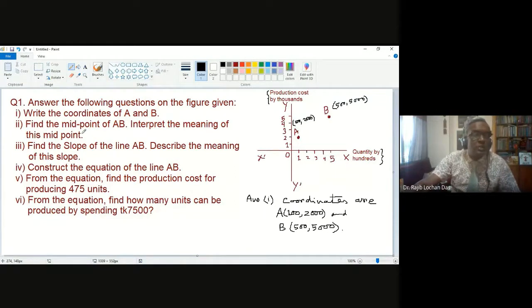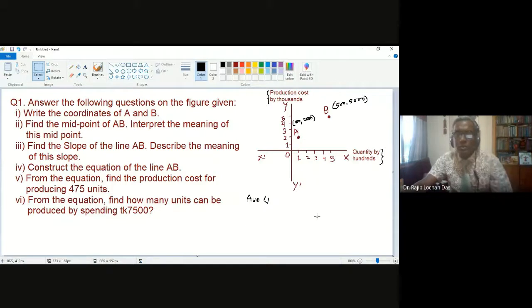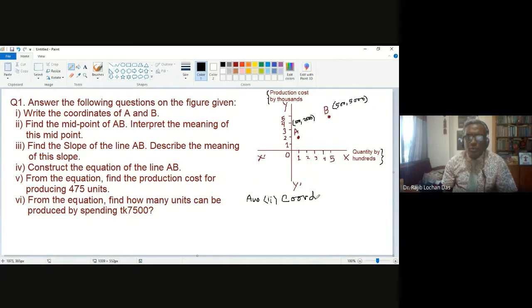So let us go to the second question. Find the midpoint of AB. So you know how to calculate the midpoint of AB. So let us do question number 2 now. The first question is to find the middle point. So you write the coordinates of the midpoint.